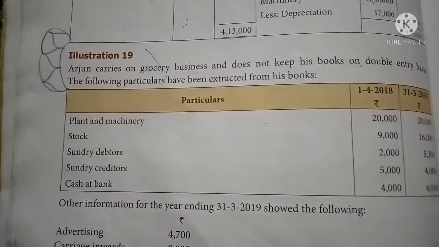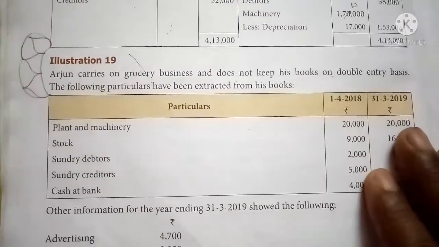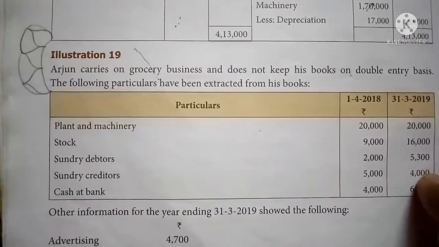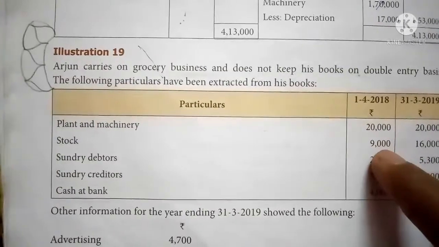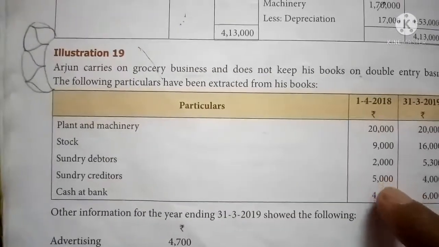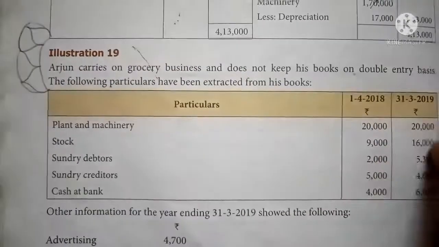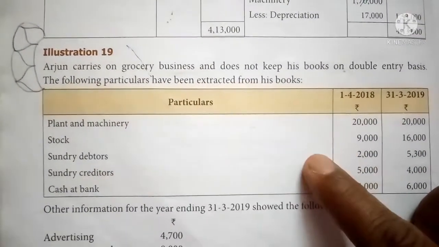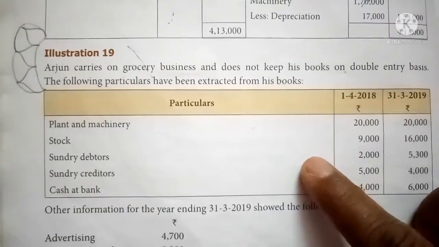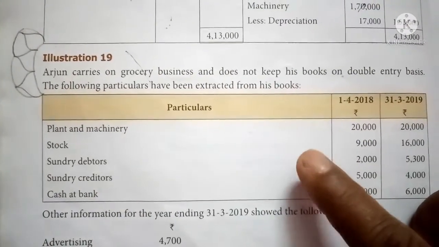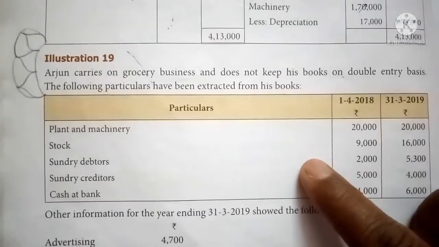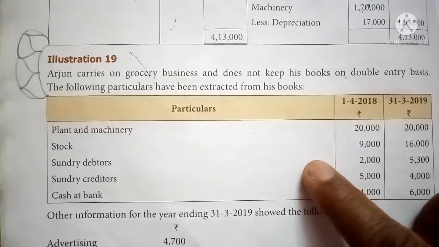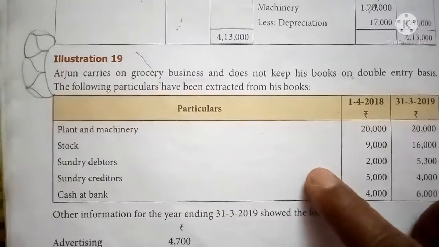The information is given for two dates, that is opening balances and closing balances: plant and machinery, stock, sundry debtors, cash at bank. In this problem there is no bills receivable and bills payable information, so no need to prepare a bills receivable account and bills payable account. Only we should prepare the total debtors account and total creditors account if needed.